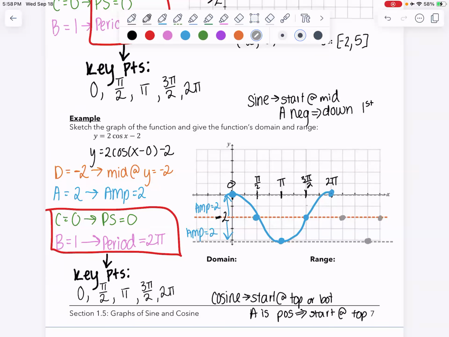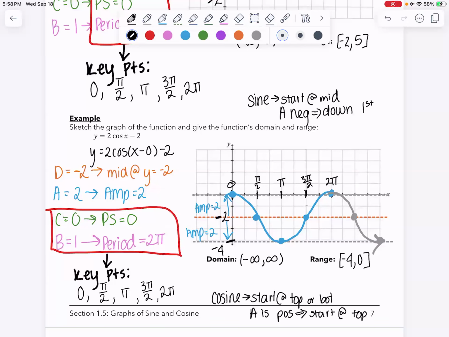Oh, yep. Ooh, wait, no, I misplaced that first one. 2 units over, 2 units over. There you go. And it would continue out that way. The domain on all of these is -infinity to infinity. For this one, we have the bottom at -4 and the top at y equals 0. So the range is from -4 to 0.